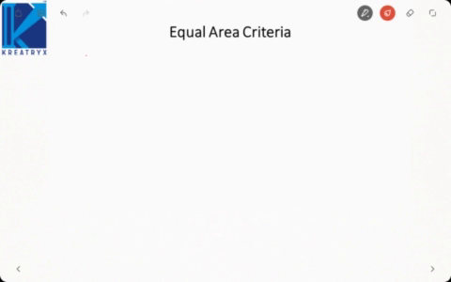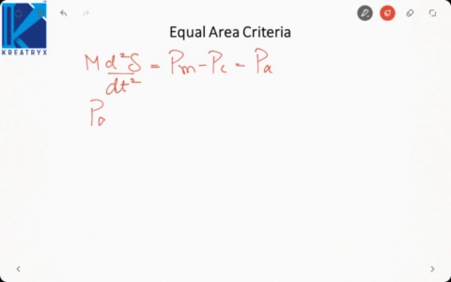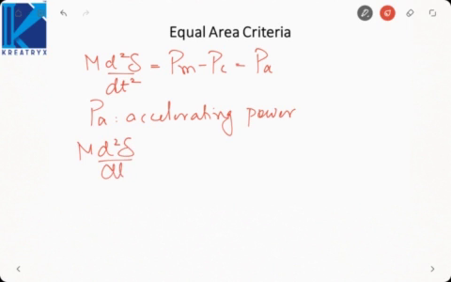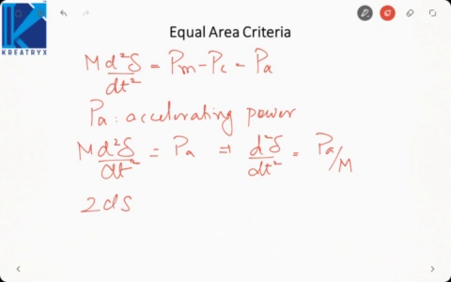The swing equation in actual values is given by M d²δ/dt² = Pm − P, which I told you is also called the accelerating power, Pa. To simplify this equation, we can say that d²δ/dt² is Pa by M. Now multiply both sides by 2 dδ/dt.